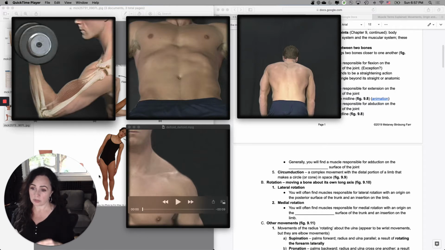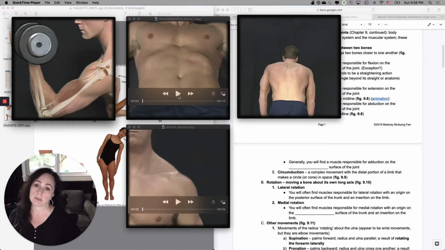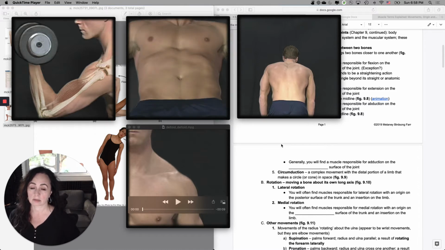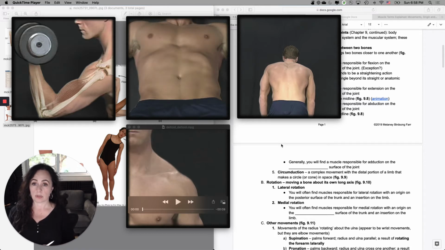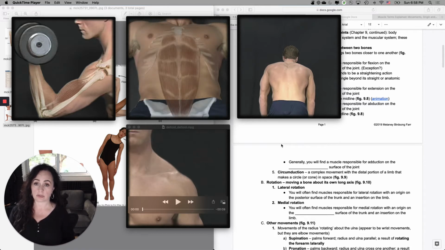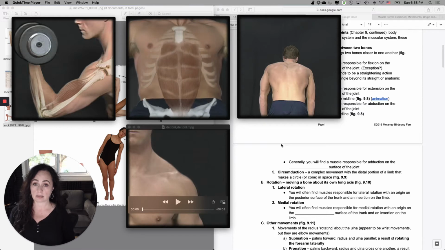Which one's the origin and which one's the insertion when I am doing flexion of the abdomen or flexion of the vertebral column here? Okay, so which one's the origin, which one's the insertion? Contract. Okay, so which one moved? Which one moved far more than the other one when you did this?